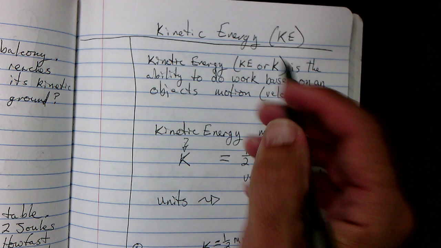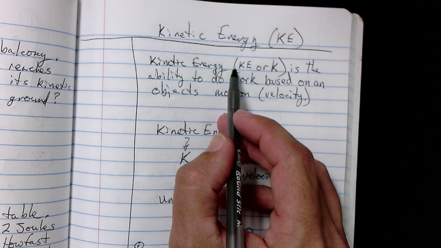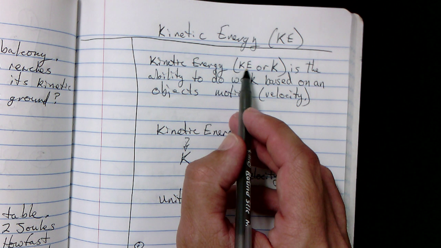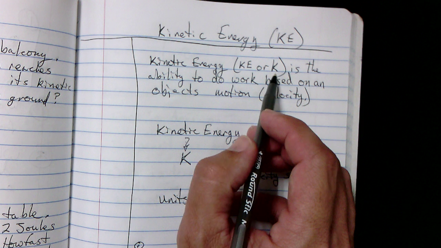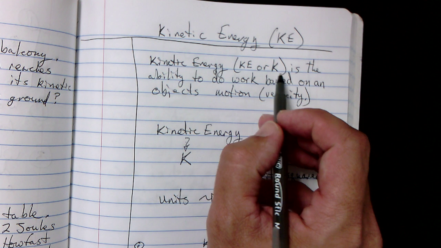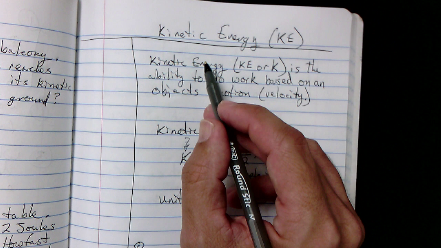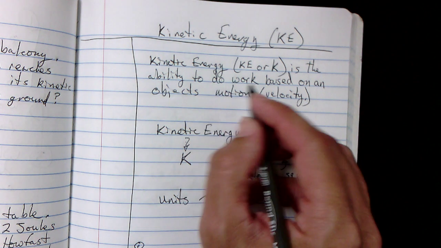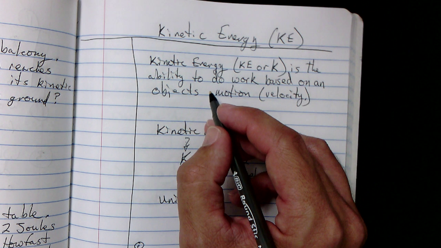Kinetic energy is energy, so it's the ability to do work, and we often represent it by either saying KE or sometimes just K, not to be confused with the temperature Kelvin. Okay, this is for kinetic energy. Kinetic energy is the ability to do work based on an object's motion.